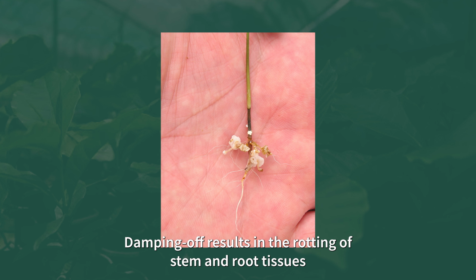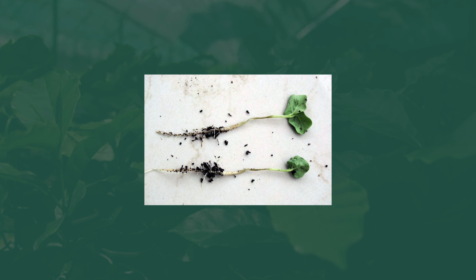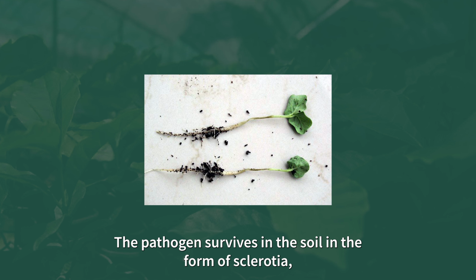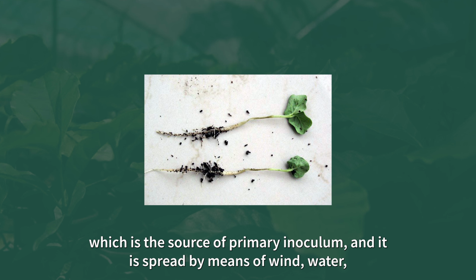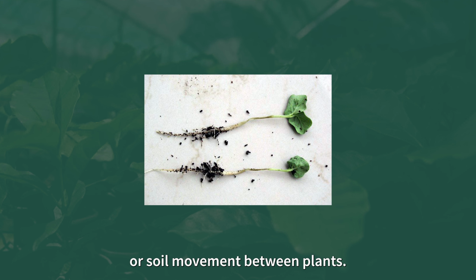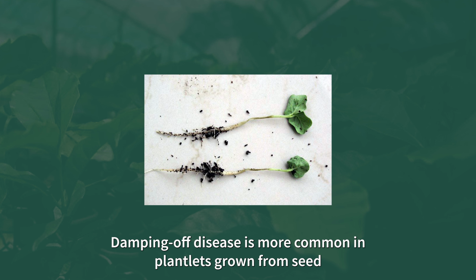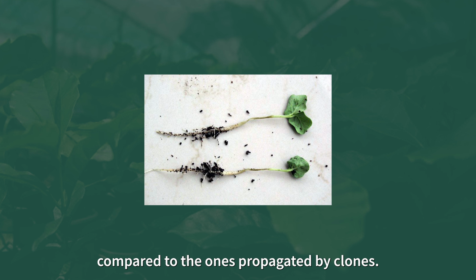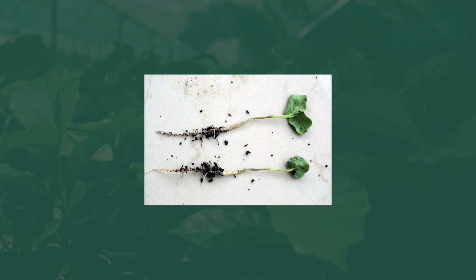Damping off results in the rotting of stem and root tissues at and or below the soil surface. The pathogen survives in the soil in the form of sclerotia, which is the source of primary inoculum, and it's spread by means of wind, water, or soil movement between the plants. Damping off disease is more common in plantlets grown from seed compared to the ones propagated by clones.